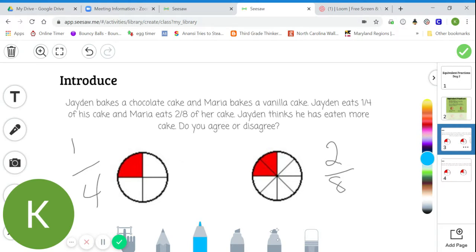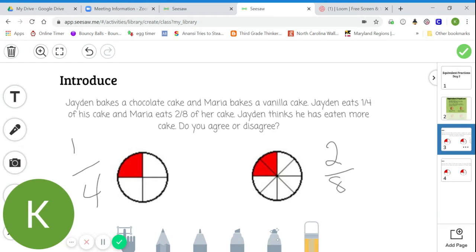For one, I'm just going to start by shading these 2 pieces in and looking at them together. When I shade in 2/8 all the way, I see I'm left with 1/4. They're the exact same size, which must mean 1/4 is actually equal to 2/8.